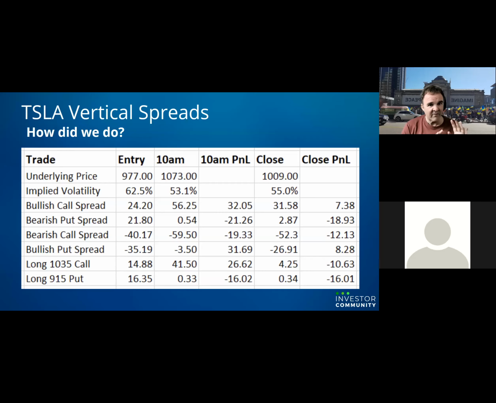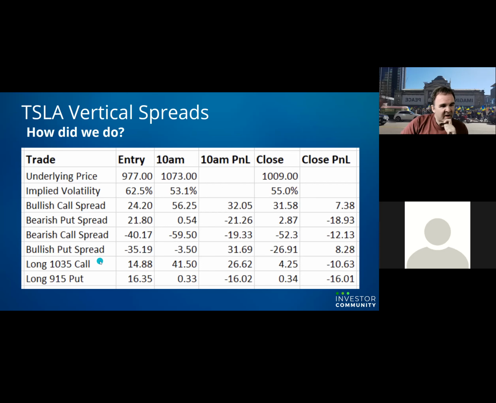Okay, so what I've done here, I put a little spreadsheet together. This is the trade that we're looking at here. Obviously, our entry price, and also the underlying price of Tesla at the time of entry, which is 977. The implied volatility at the time of entry, which was 62.50. And then you can see our recorded prices at 10 o'clock this morning and at the close. Then I've got our P&Ls on those. So at our entry, the underlying price is 977. The implied volatility was 62.5.